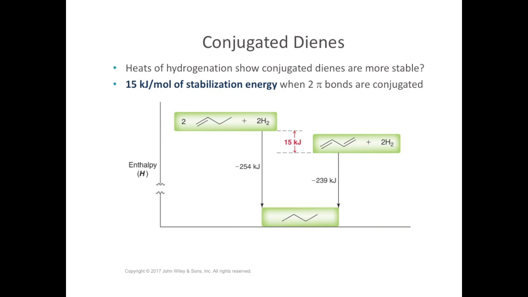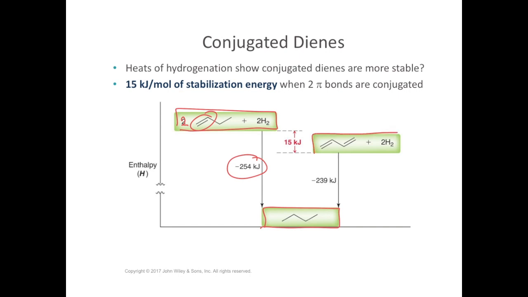So I mentioned that conjugation lends stability, and this can be calculated by looking at the heats of hydrogenation. So if we look at this alkene, it is a single double bond. It's not in conjugation with anything else. If we hydrogenate that, so we convert that double bond to a single bond, and we do it for two equivalents, we release 254 kilojoules of energy. In other words, the product is that much more stable than the starting materials.